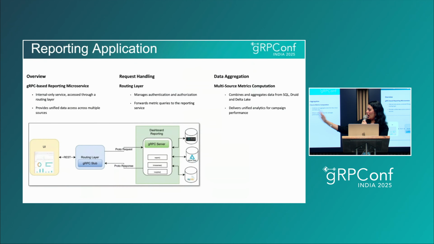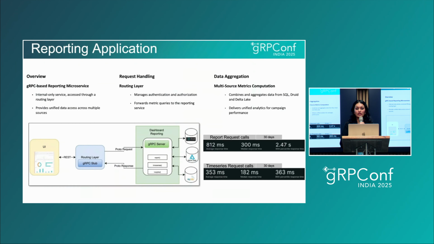This is the entire architecture. From the UI, a REST request is sent to the routing layer, from where a proto request is generated, which is sent to the dashboard reporting service. This service collects data from various data sources such as Druid, Delta Lake, and SQL, combines and aggregates the data, then sends it as a proto response to the routing layer, and finally a REST response is sent to the UI and the data is shown to the users.